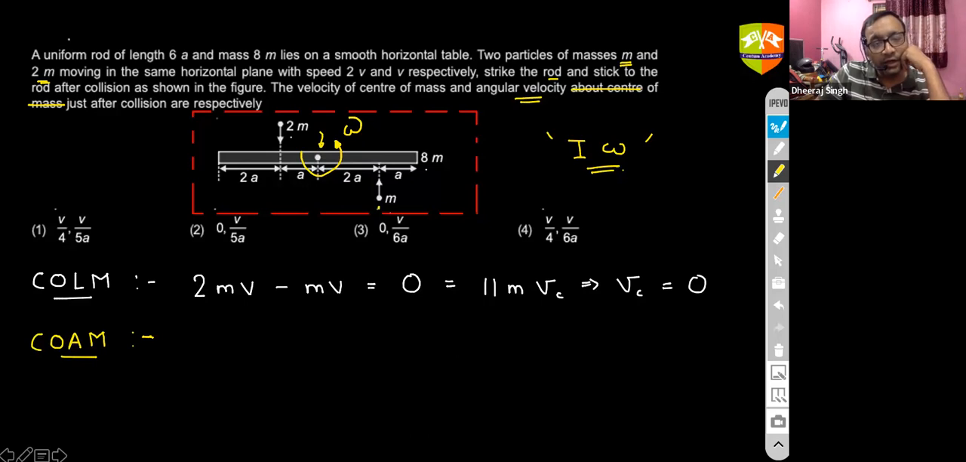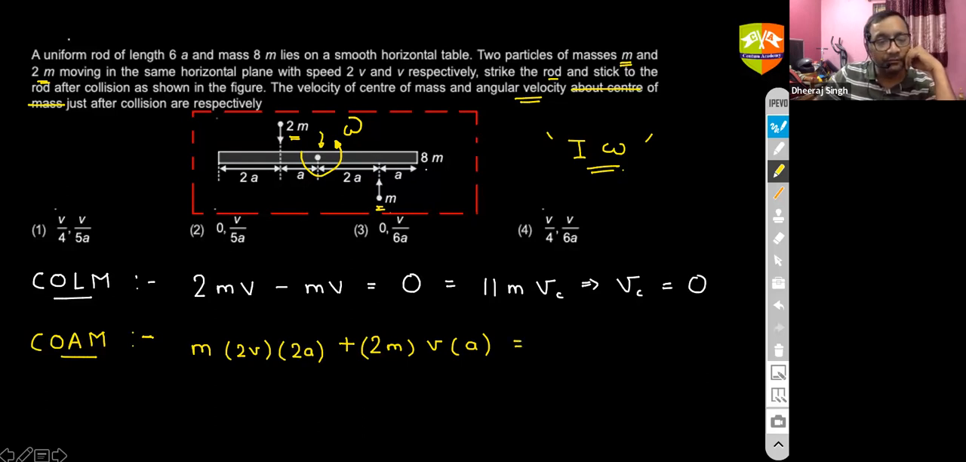Initial angular momentum is what? m into 2v into 2a. Now, angular momentum of m and 2m will get added up or subtracted? It'll get added up. Plus 2m into v into a. This is the initial angular momentum. This should be equal to the final angular momentum.